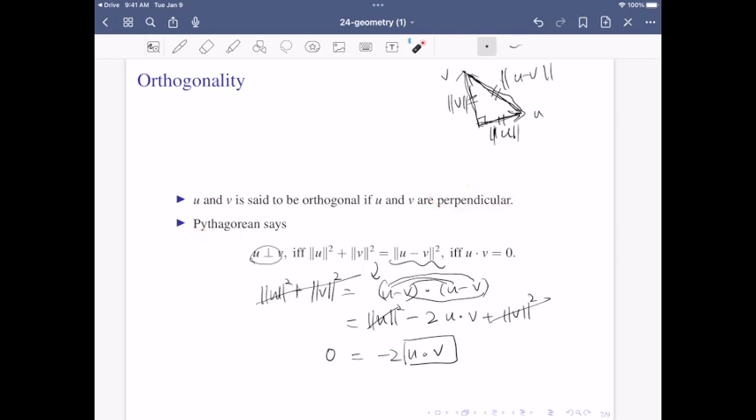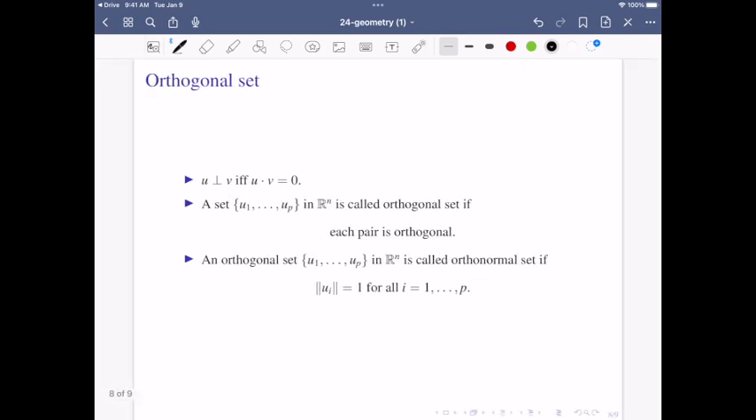That means, from the perpendicularity property, we can equivalently obtain that their inner product equals 0. So u and v are said to be orthogonal if u dot v equals 0. This is exactly what we have derived: u is perpendicular to v if and only if u dot v equals 0.